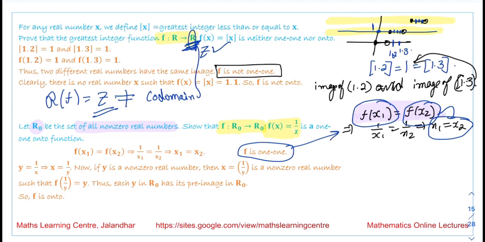This is how we prove that a function is 1-1. Now the next thing we have to prove is that this function is an onto function. So to prove that it is an onto function, we write the function as y is equal to 1 by x. So this implies that x is equal to 1 by y.